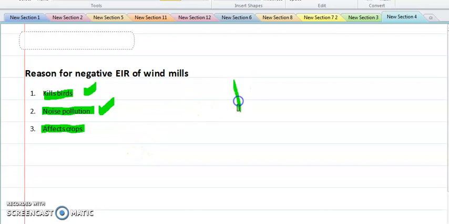So these were the two activities for which we discussed the EIR. Inshallah, in our next lesson, we will talk about the EIR of other different activities.